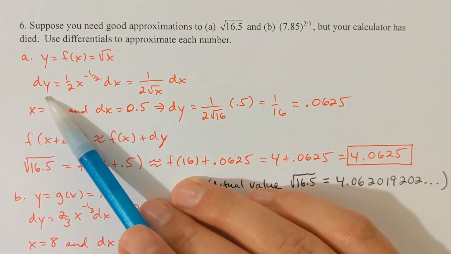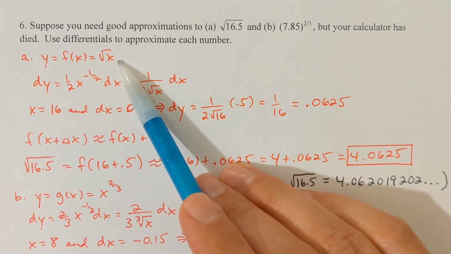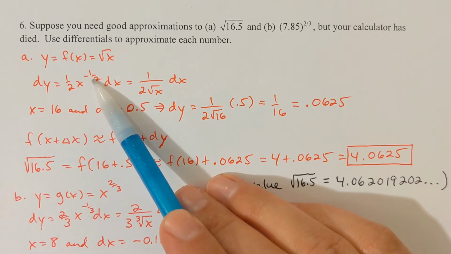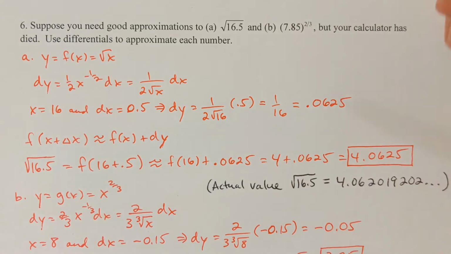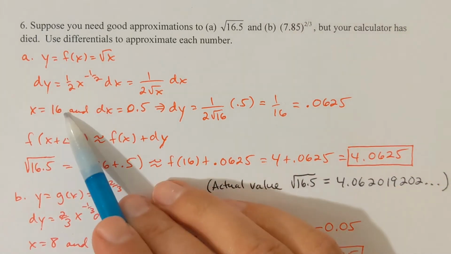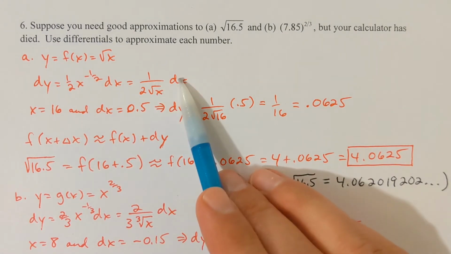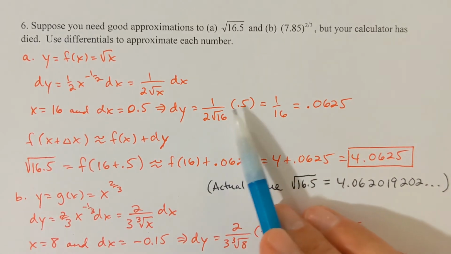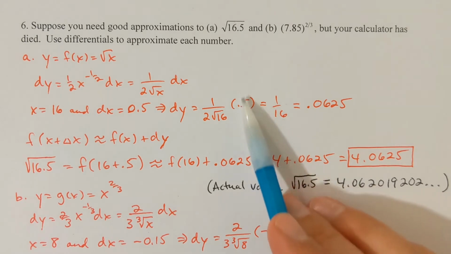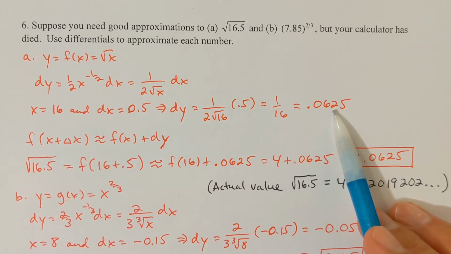dy would be where I take f prime of x dx. Well, here's f of x. f prime of x would be 1/2 x to the negative 1/2, or 1 over 2 root x, using radical notation, and then make sure that the dx is there. Now, x is 16, dx is 0.5. So if I plug those numbers into their appropriate spots, I'll have 1 divided by 8 times 0.5. 0.5 is 1/2. 1/8 times 1/2 is 1/16. 1/16 in decimal form would be 0.0625.